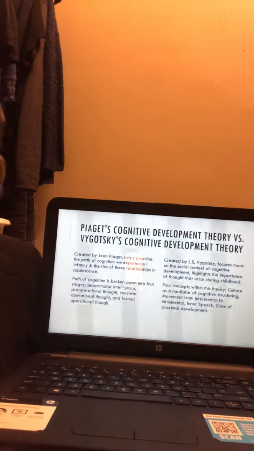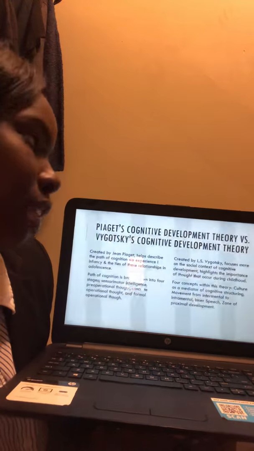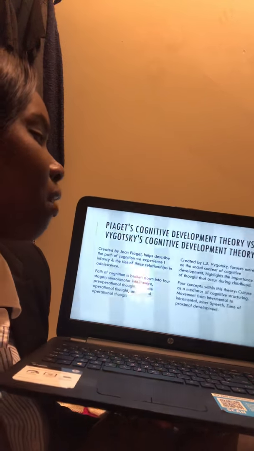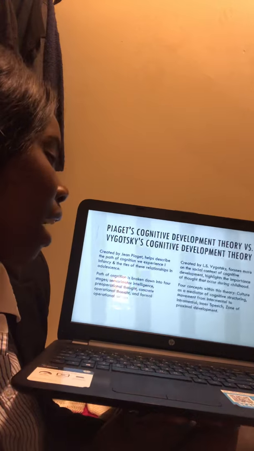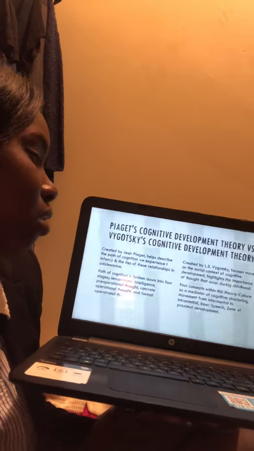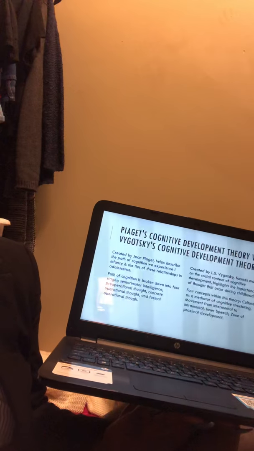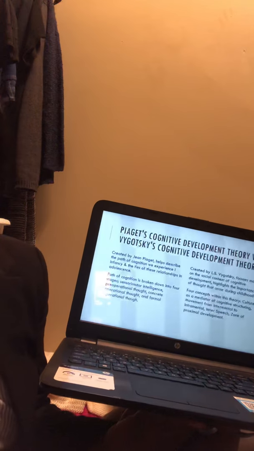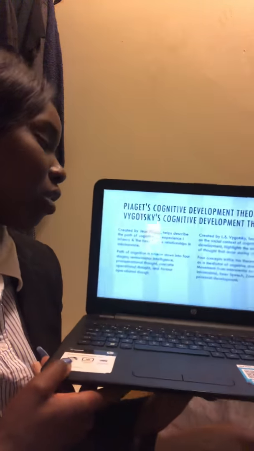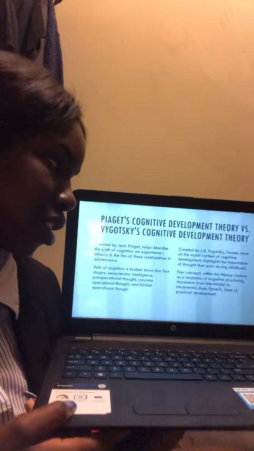So now we have two cognitive development theories, and that is Piaget's cognitive development theory versus Vygotsky's cognitive development theory. Piaget's cognitive development theory was, of course, created by Jean Piaget, and it helps describe the path of cognition we experience from infancy and the ties of these relationships in adolescence. An important concept of this theory is that the path of cognition is broken down into four stages, and those stages include the sensorimotor intelligence stage, the preoperational thought stage, concrete operational thought stage, and formal operational thought stage.